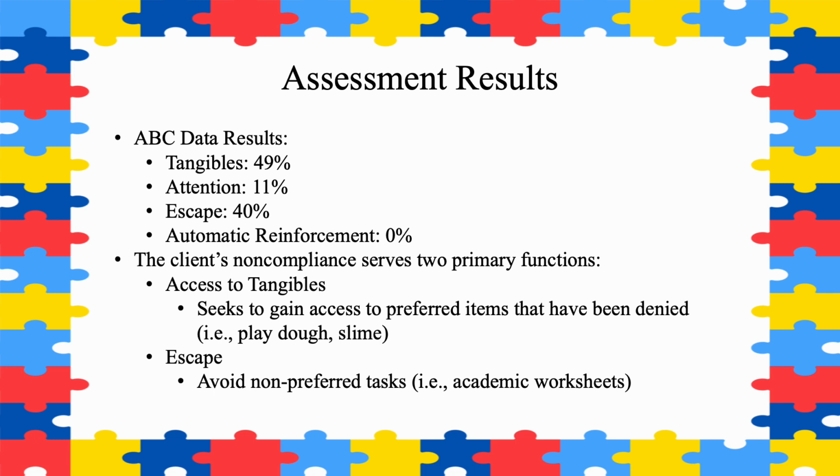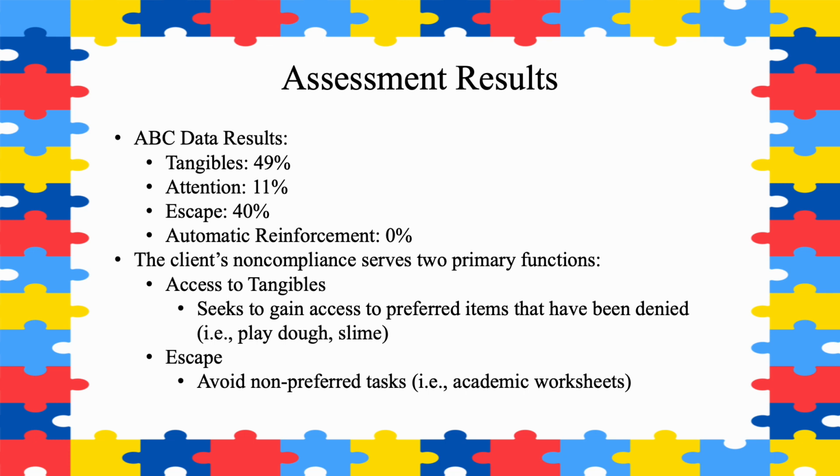This slide outlines the assessment results. Based on the ABC data that was collected, it was determined that 49% of the instances involved tangibles, 11% of the instances involved attention, 40% of the instances involved escape, and 0% of the instances involved automatic reinforcement.